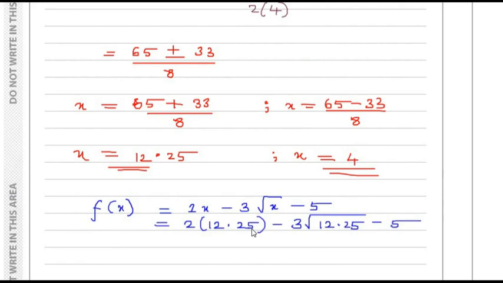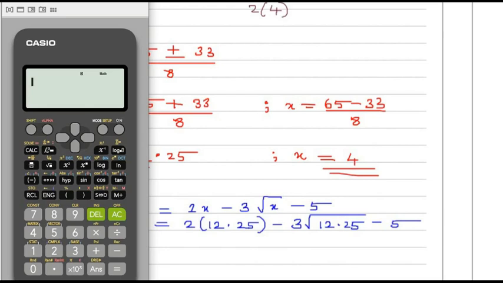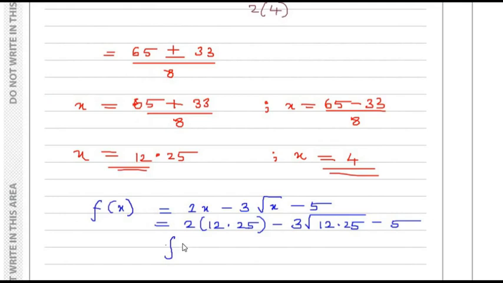It's not necessary to show these steps in the exam. You can do it directly on the calculator and cross verify. Here I am just showing you how to check on the calculator. So 2 times 12.25 minus 3 root of 12.25 and minus 5. So that gives us f of x is equal to 9. So this value of x is acceptable.